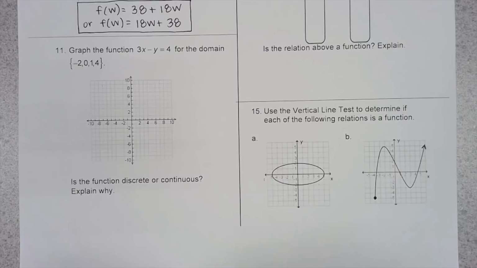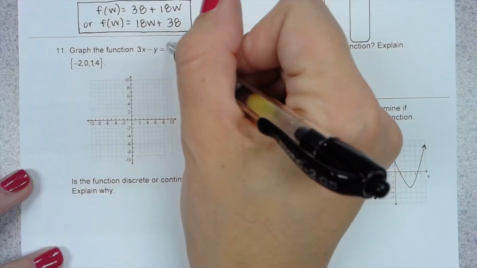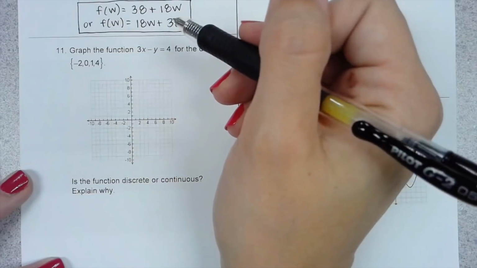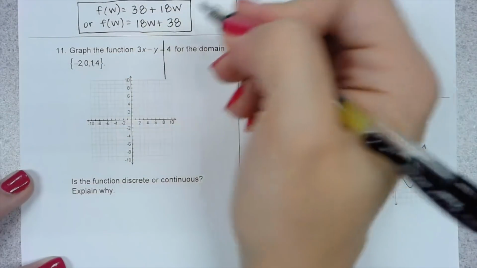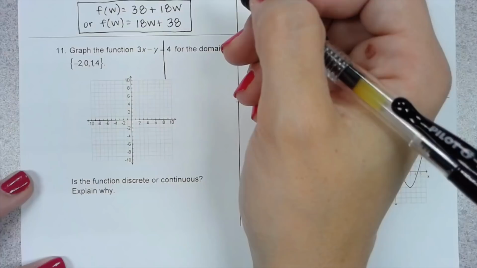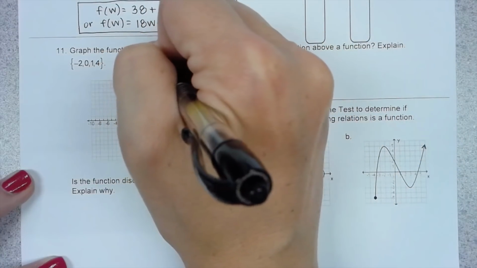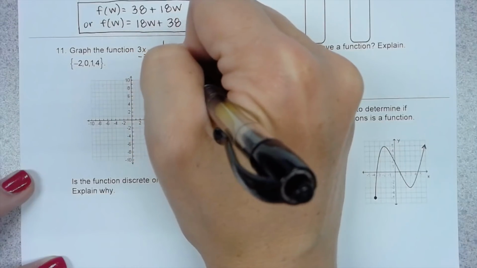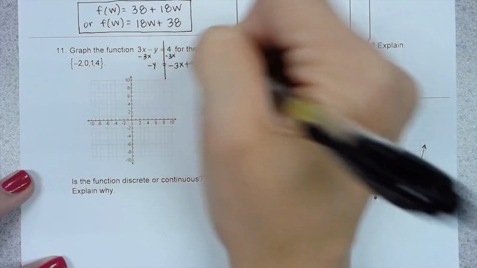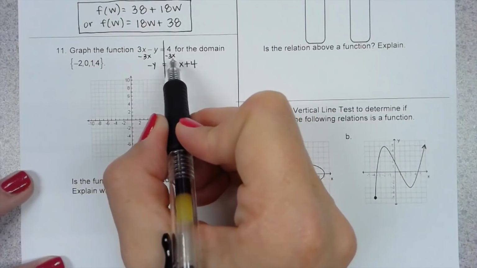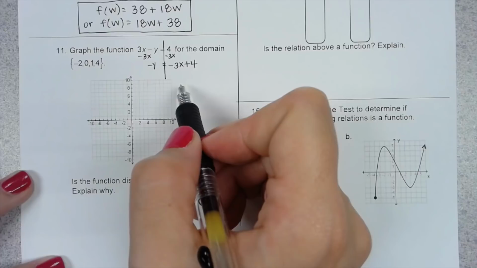So first things first, it might be helpful for you to be able to do less work later to manipulate this equation to get the y all by itself. So if you get the y all by itself, it makes it easier to plug in the x's. If I minus the 3x from both sides, I get negative y is equal to negative 3x plus 4. You could also write this the other way if you wanted to. So it would be okay to write it as 4 minus 3x. You would get the same answer to the question.